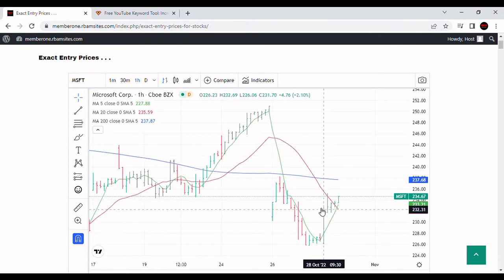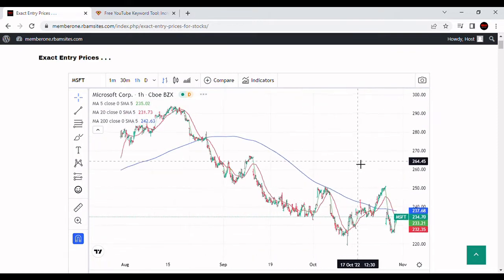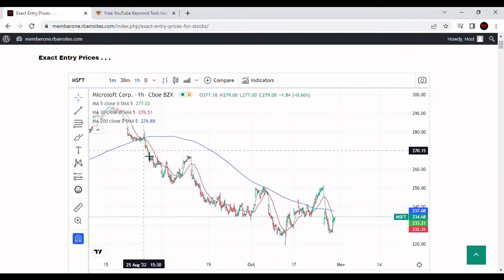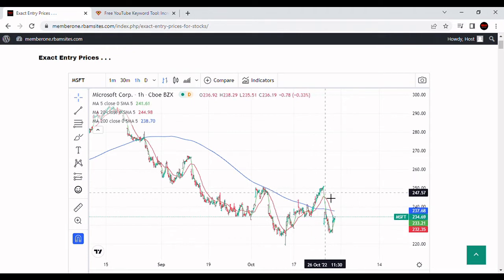Looking at this hourly chart, we can see that the price is below the 40-hour moving average. You can see it went below the 200-hour moving average. It's below that and has been below that since the 25th. It made a brief little rally above it, and a lot of stocks have done this and then just collapsed.